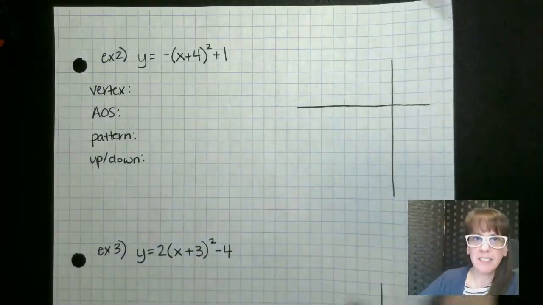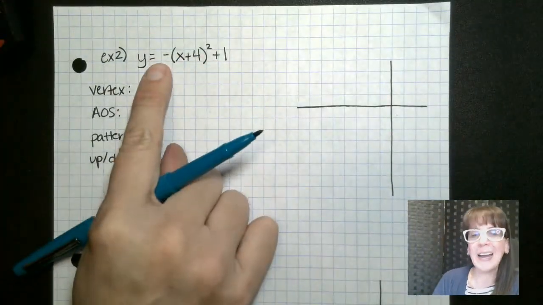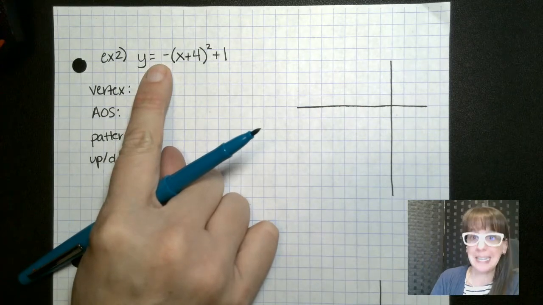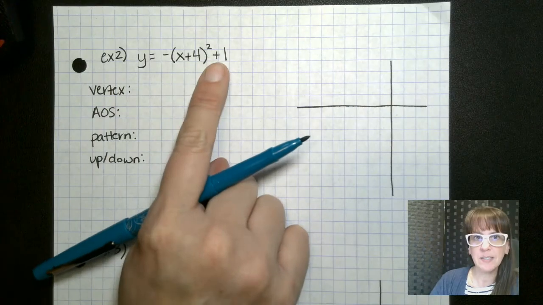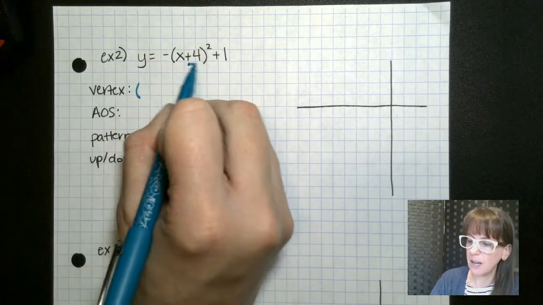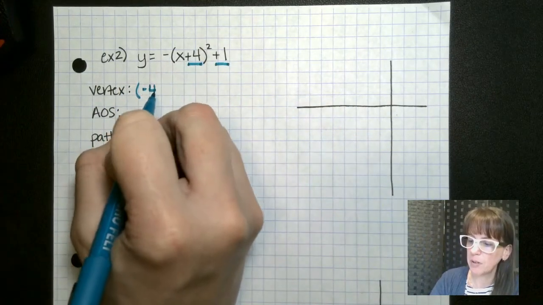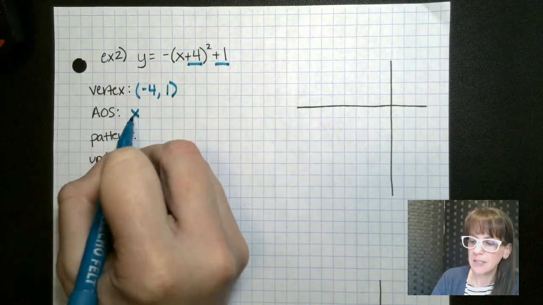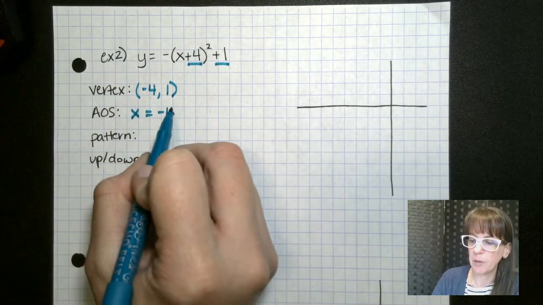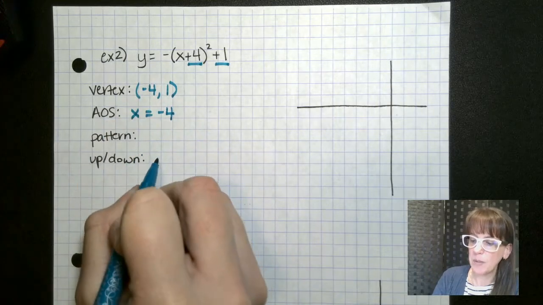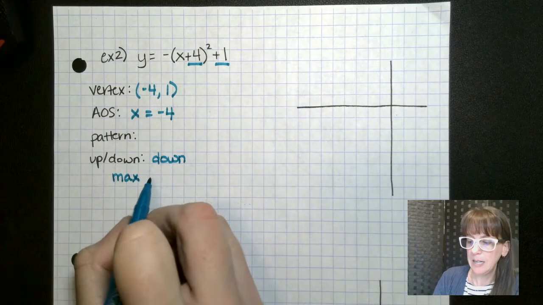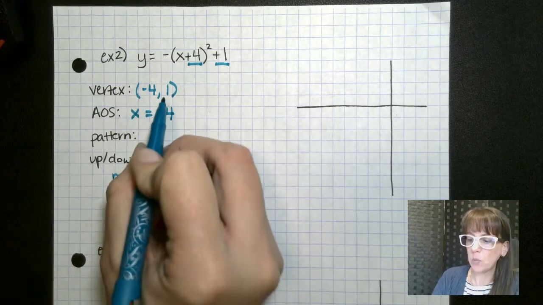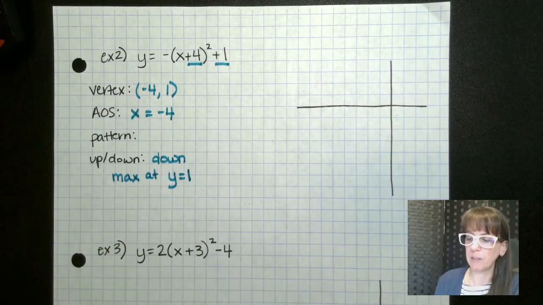Okay, so this guy, same idea, except look, our a is negative, which means it's going to be opening down. So when we do this, we do opposite this, regular this. So our vertex is -4, 1, which means our axis of symmetry is x equals -4. Now this negative tells us it's opening down, which means we have a maximum at y equals 1 because that's our y for our vertex.